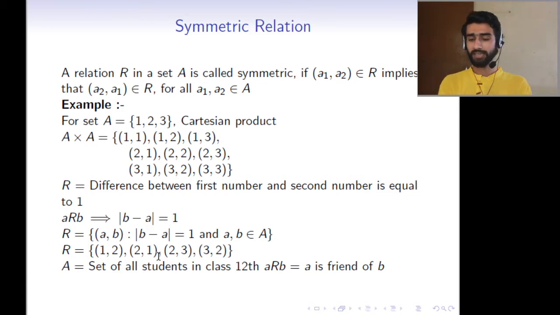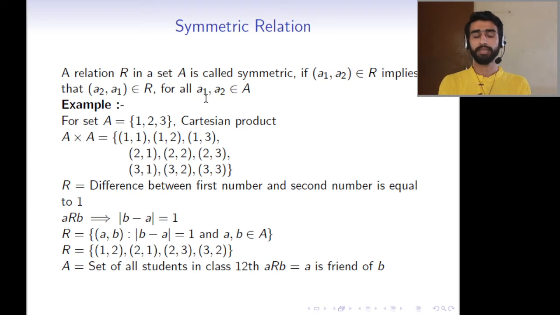Now let's see this in our symmetric relations. A relation R in a set A is called symmetric if (A1, A2) belongs to R. First condition, the pair belongs to R. It implies that (A2, A1), order changed, (A2, A1) belongs to R for all A1, A2 belongs to A. Means if (A1, A2) belongs to R, then (A2, A1) must also belong to R. This we call symmetric relation.